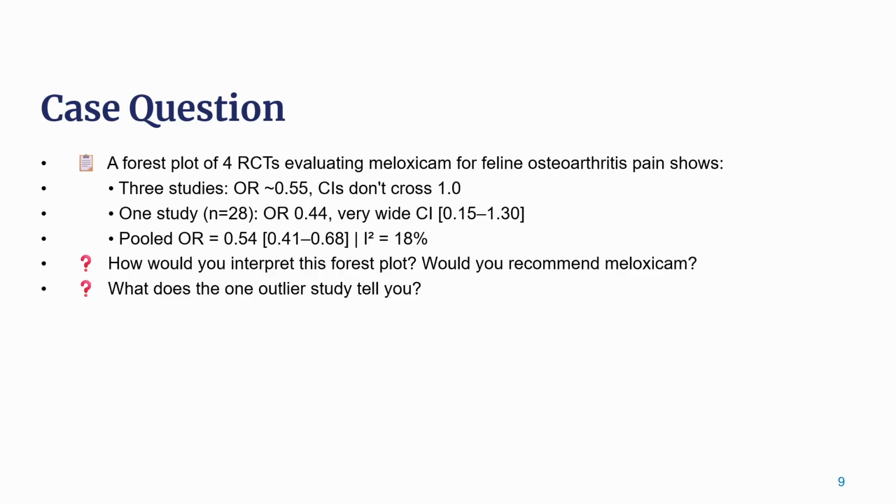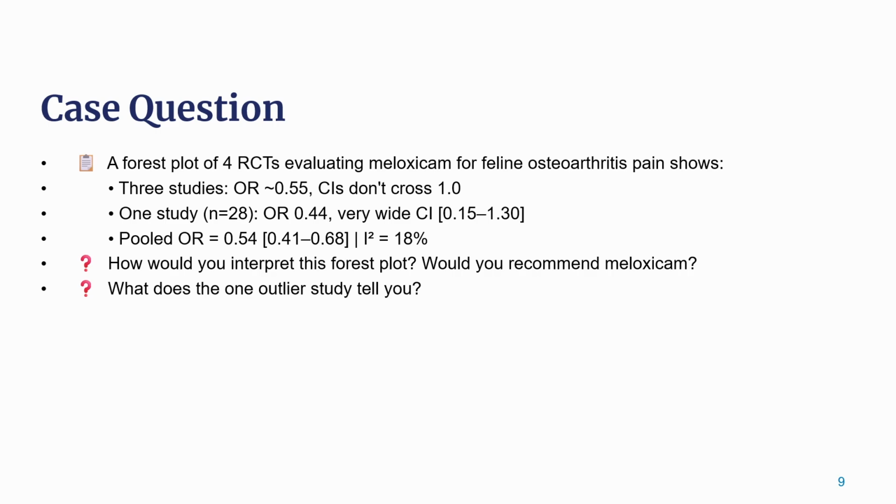You're looking at a forest plot of 4 RCTs evaluating meloxicam for feline osteoarthritis. 3 studies show consistent benefit, odds ratios around 0.55 with CIs that don't cross 1. The 4th study has an OR of 0.44, even larger apparent benefit, but the CI is very wide, from 0.15 to 1.3. It crosses 1. Why? Look at the sample size, only 28 cats, too small to be precise. This study is not contradicting the others, it's just underpowered. The point estimate actually agrees with the trend.